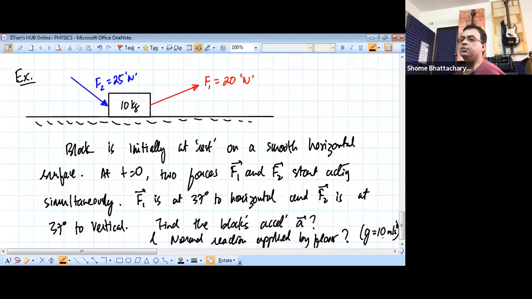Okay, start this question, people. You should be able to solve this yourself now. You have to just apply the same method that we saw in the question earlier.